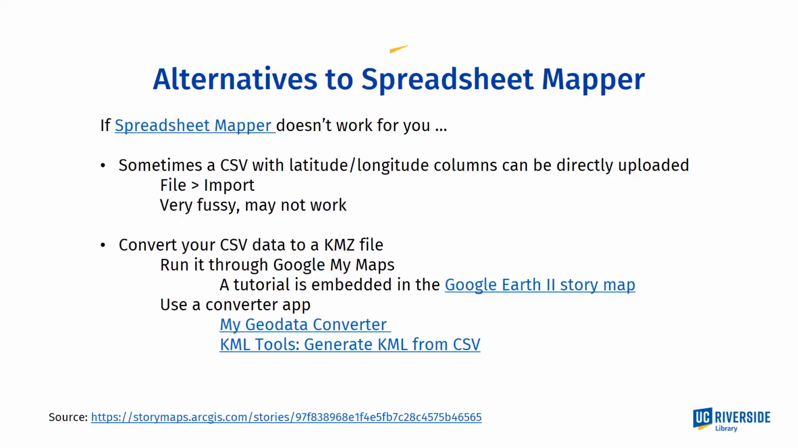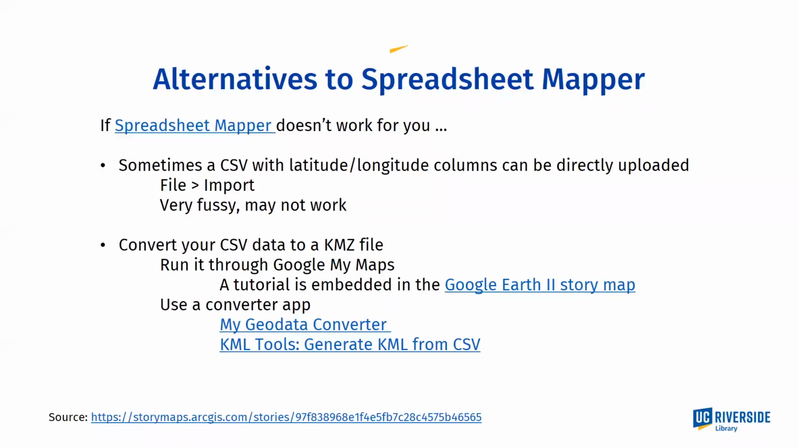And if you have that experience too, there are other ways that you can get your tabular data uploaded into Google Earth Pro and have it create a point layer. Sometimes you can honestly just do it if you have a CSV and you import it by going to File and then Import. This can be fussy. So you may get lucky and it works perfectly, but many people have experienced that it does not work well for them, especially if it's a very large CSV with many, many rows.